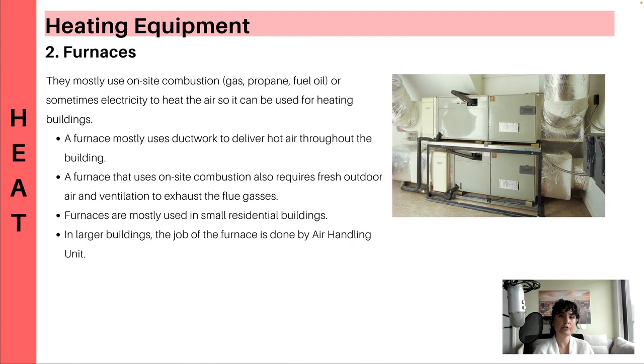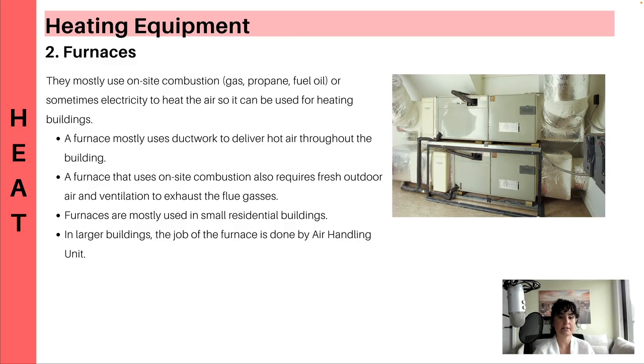The second heating equipment that I want to talk about is furnaces. Furnaces mostly use on-site combustion like gas, propane, fuel oil, or sometimes electricity to heat the air so it can be used for heating buildings. A furnace mostly uses ductwork to deliver hot air through the building. A furnace that uses on-site combustion also requires fresh outdoor air and ventilation to exhaust the flue gases, a chimney. And furnaces are mostly used in small residential buildings.